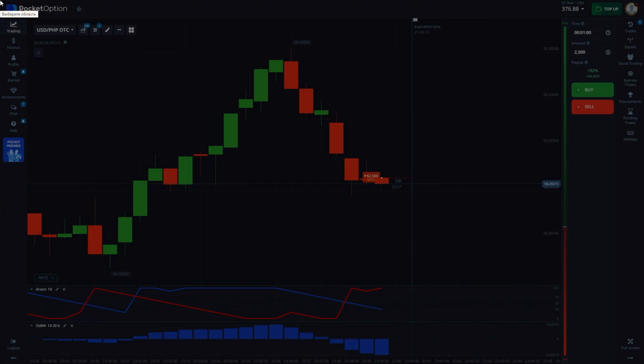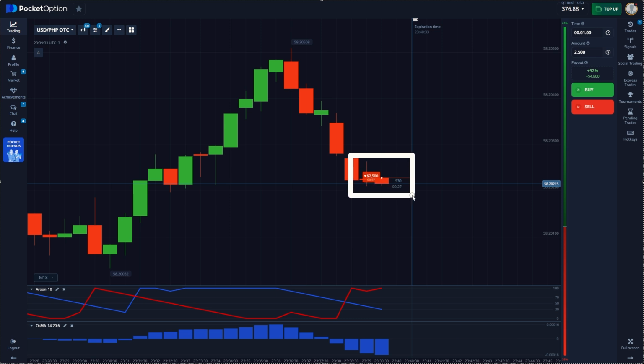I'll open the third trade on this currency pair, this time for a decrease for 1 minute with an amount of $2,500. So let me explain to you the logic behind this entry. We look at the Aroon indicator at the most recent crossover and see that the blue line crosses the red line from top to bottom. That means we open a trade for a decrease. That's the first sell signal.